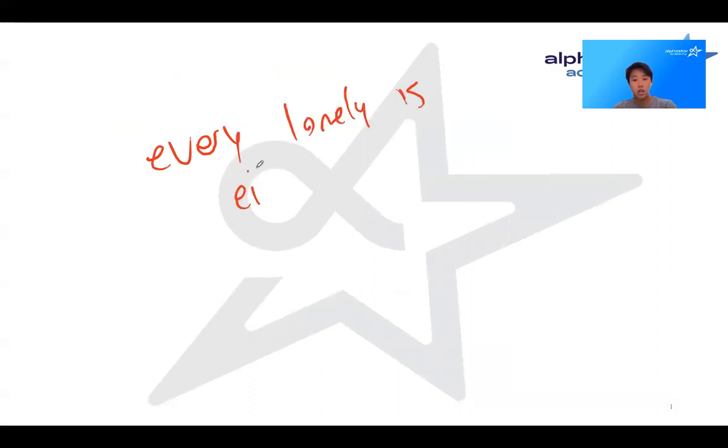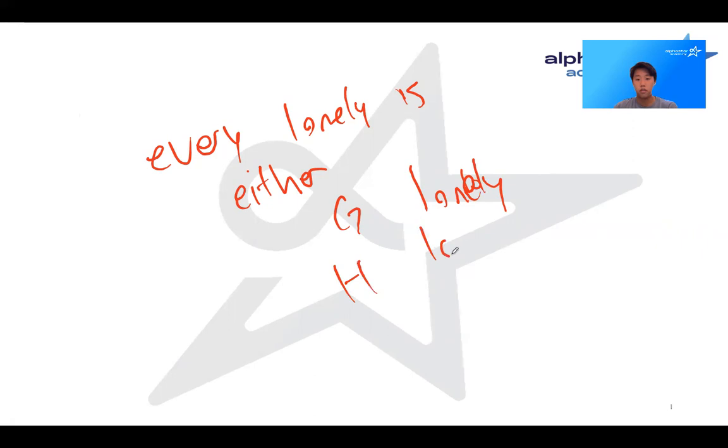there's two options here, right? G lonely or H lonely. Sorry, my writing's a little bit slanted. Let me slant my board this way. So that means if we count the number of G lonely segments and the number of H lonely segments and add them up, that's the total number. That's our total answer, right?